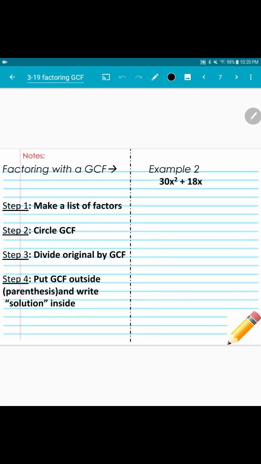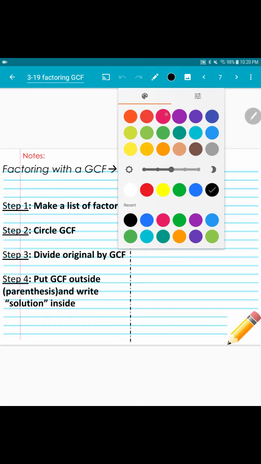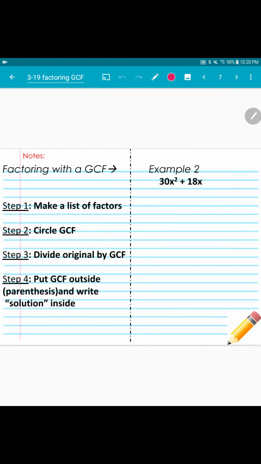All right, the next example, number 2, 30x squared plus 18x. We're going to do the same exact thing. So start by making a list of factors. Step 1: 1 and 30, 2 and 15, 3 and 10, 5 and 6. 18: 1 and 18, 2 and 9, 3 and 6.